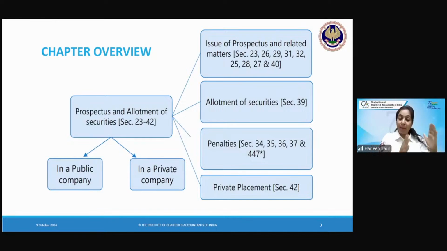So it is only the public company which can go and have an IPO, FPO, which I'm just going to explain to you in a while. A public company can go to the public asking to issue for the shares. Private company always goes for a private placement.